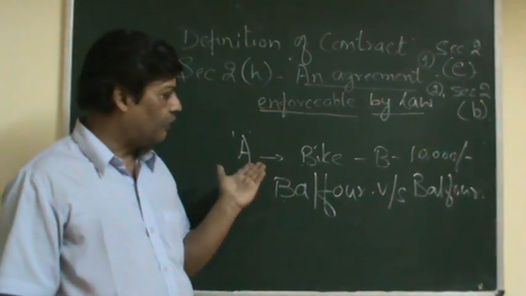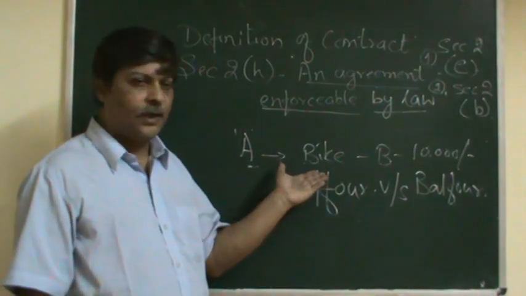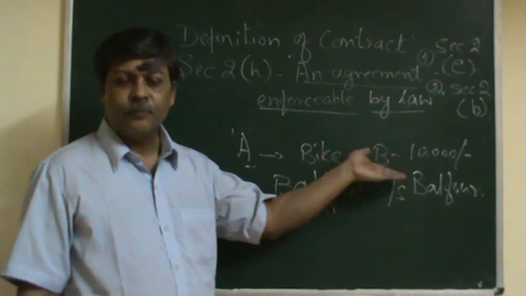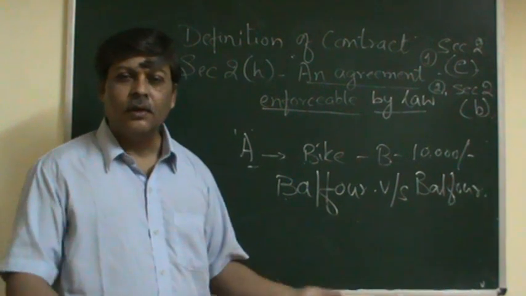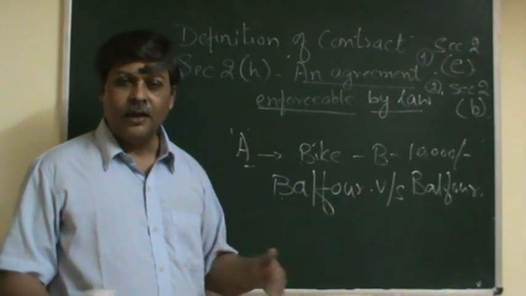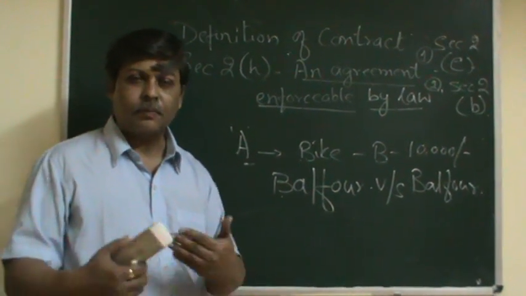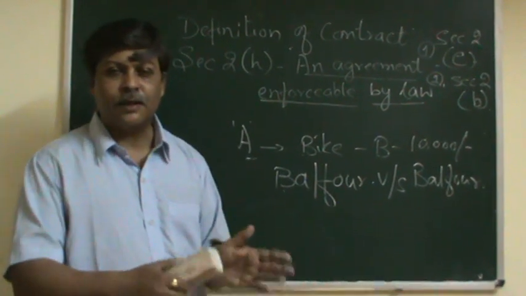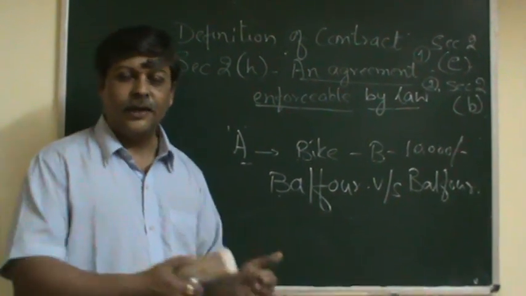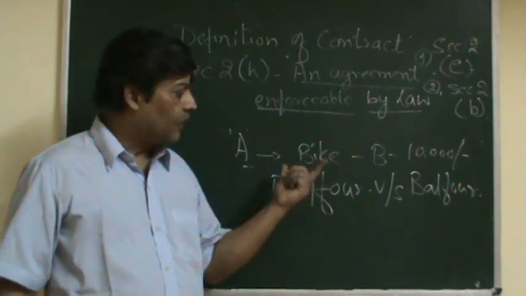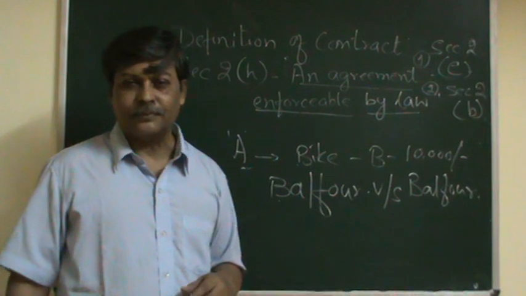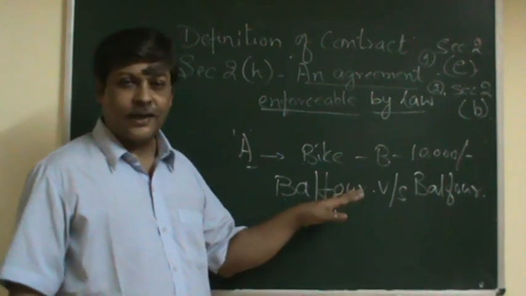I told you this example. A wanted to sell his bike for 10,000 rupees to B. B agrees to purchase it for 10,000. So the promise is there, and the promise is accepted, and the accepted proposal leads to the promise, and it is an agreement. It is enforceable. Like this you can give an example. So try to give examples here.